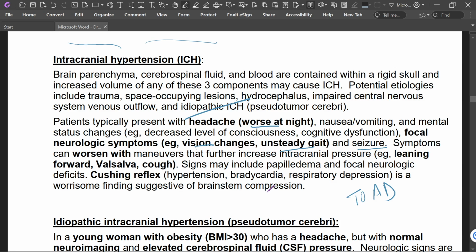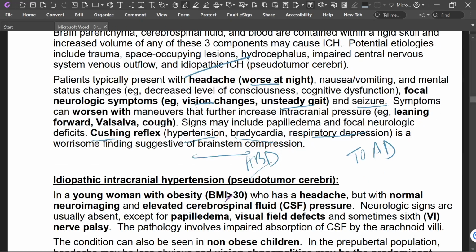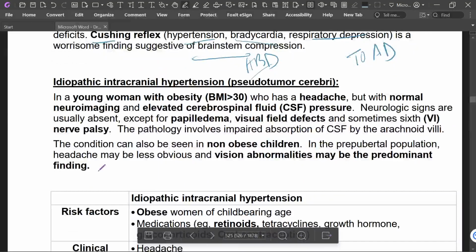Signs may include papilledema and focal neurological deficit. There may be Cushing reflex: hypertension, bradycardia, and respiratory depression, which is a worrisome sign of brainstem compression.